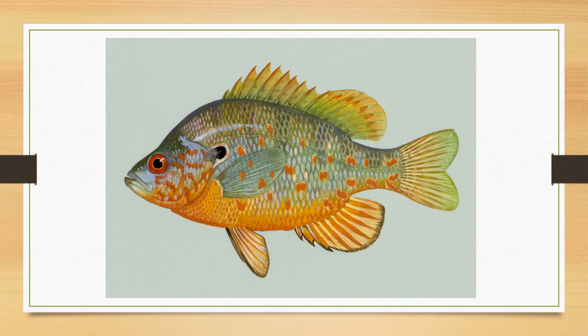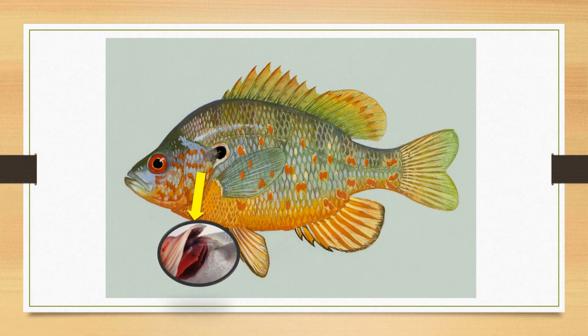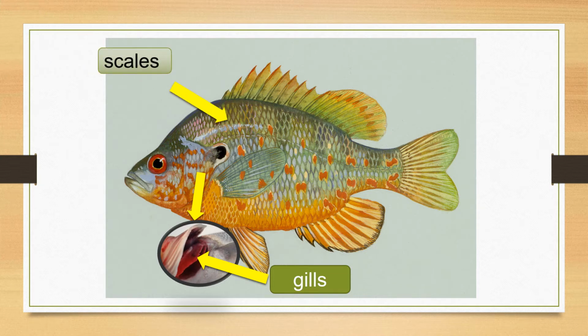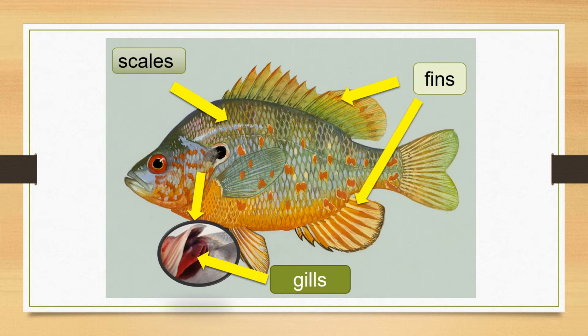What else? We said that fish have scales and gills. Now let us see this picture. Inside of this one, you have this part, what do you call that one? It is called gills. And then this part, the area, is also called scales. Now this part and that one are called fins. So those are the parts of the fish.